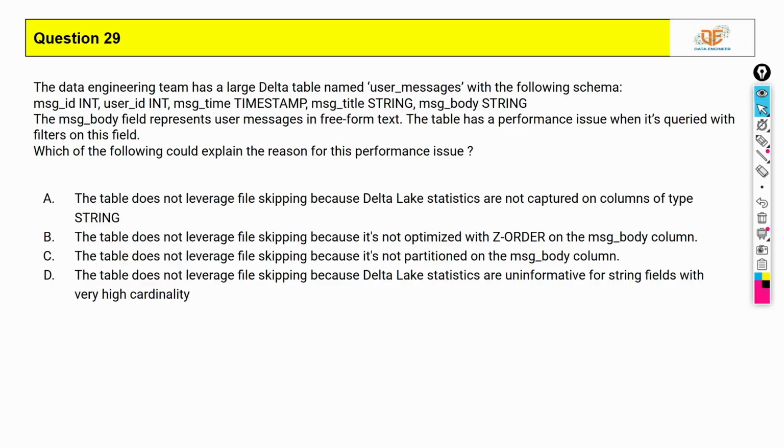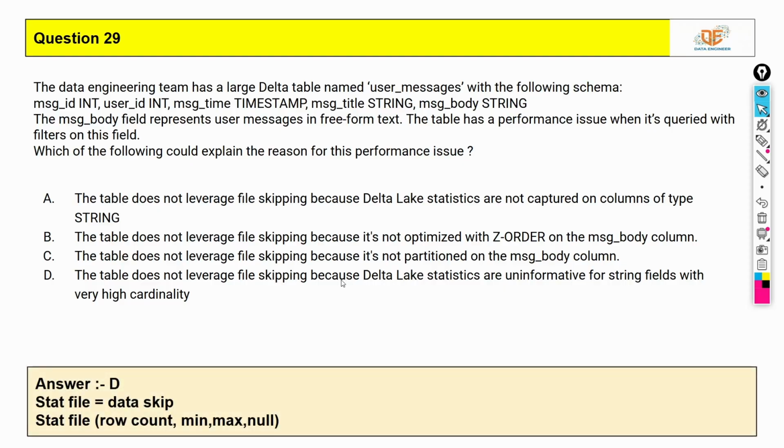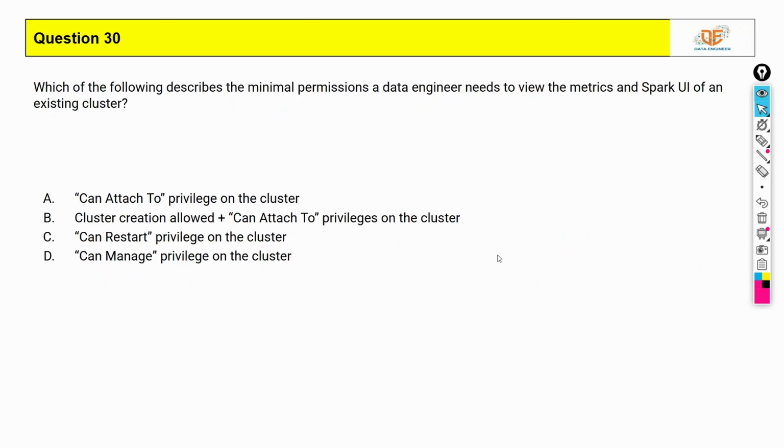So for the string Delta field, the statistics file is going to be uninformative. Correct. So that's why the answer is going to be D. The stats file, as I said, covers row count, mean, max, and null. Min and max cannot be found for the string column. So that's why the answer is going to be D.